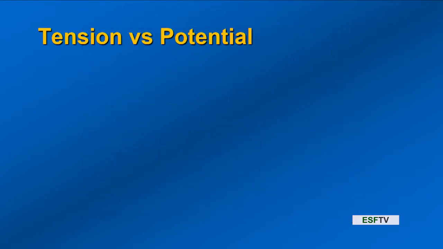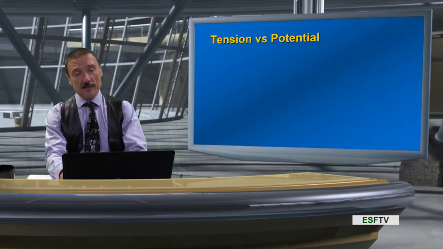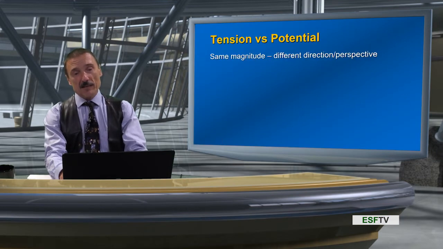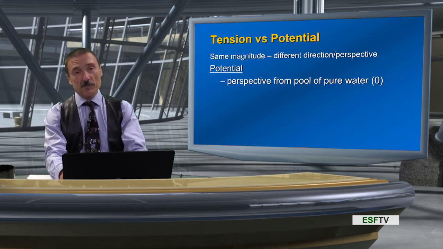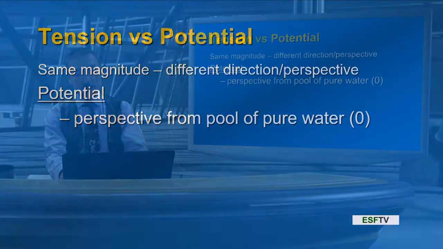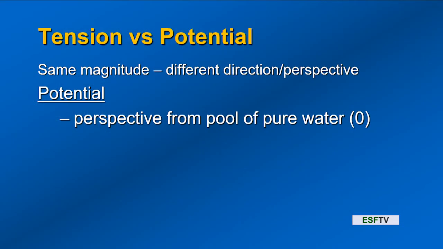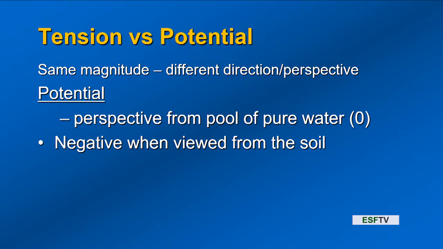So tension versus potential, maybe it's useful to kind of review that idea a little bit. The same magnitude and the differences in direction or perspective. Okay? And remember that potential, the perspective of potential, is the difference from a pool of pure water, which we assign as 0, and we have this negative number because anything less than pure water held by the soil will have lower potential. Okay? So viewing that from the soil, it's negative.